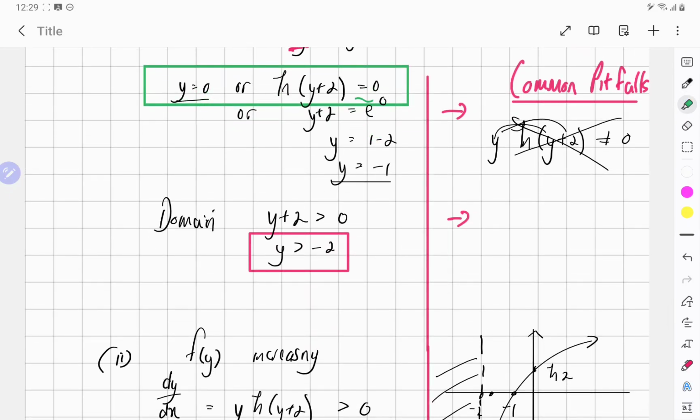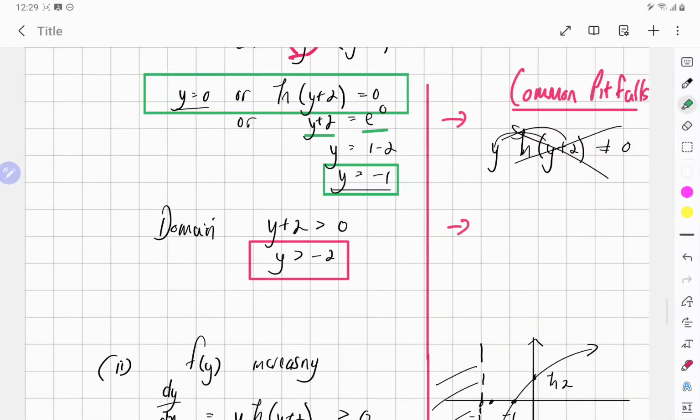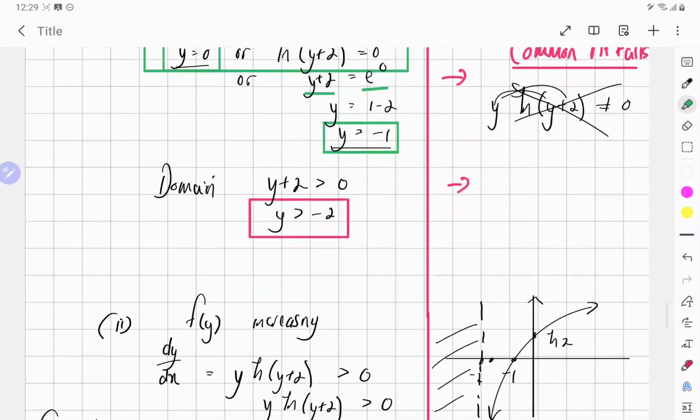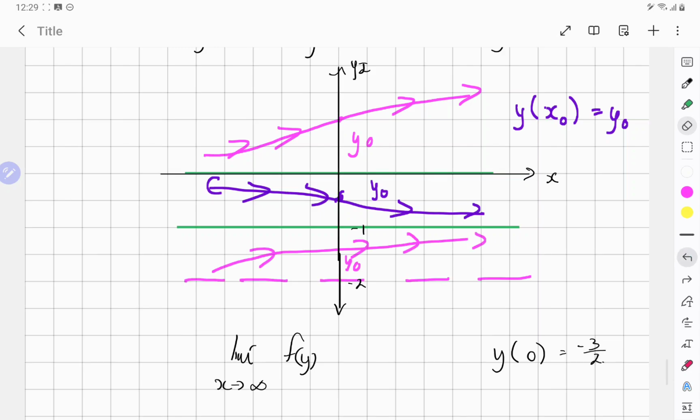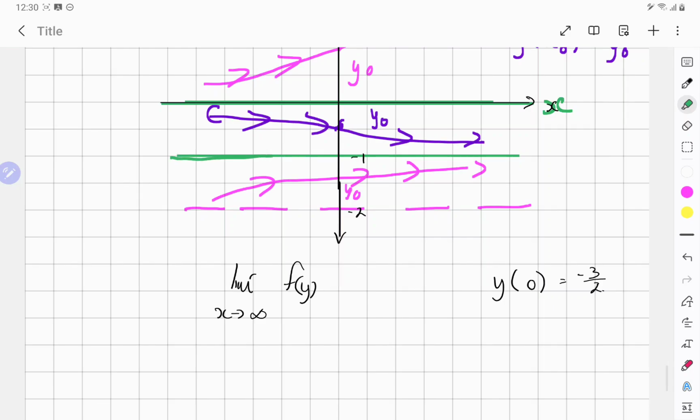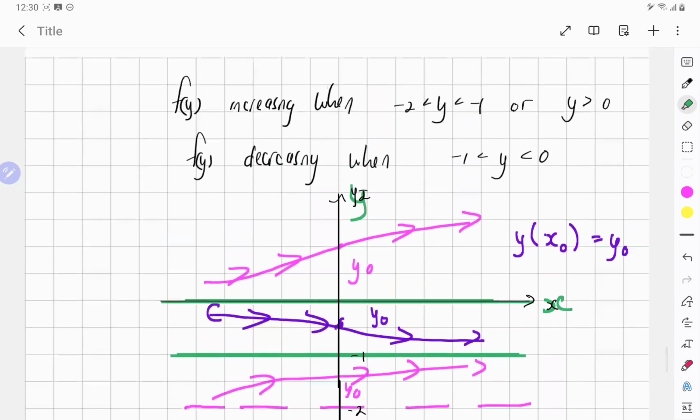I get y is 0, or ln(y plus 2) is 0, which means y plus 2 is e to the 0. E to the 0 is 1. And I get y is negative 1. So my equilibrium constant solutions will be y equals 0, y equals negative 1. So please make 100% sure you understand this. There's my green, y equals 0, which is the x-axis. And then I have y equals negative 1, my equilibrium.